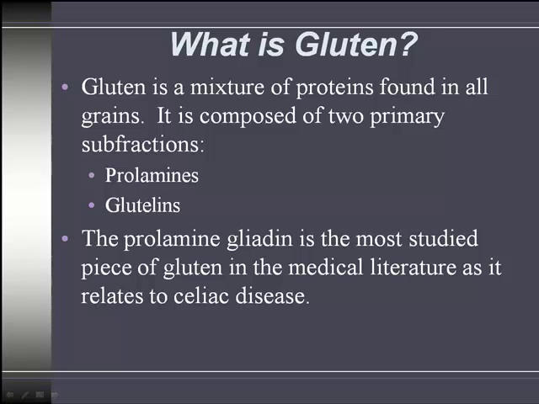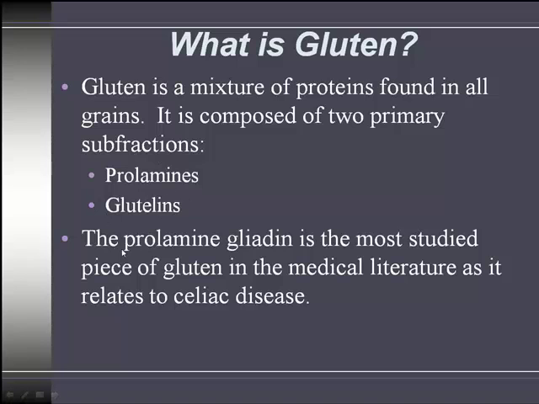Gluten is a mixture of protein found in grain, and really two key words in this phrase here, and that is all grain, not just some grain, not just select grains, but gluten is found in all grain. And gluten is actually this generic term that we use. More specifically, gluten is made out of smaller pieces of proteins, and these are called prolamines and glutenins.